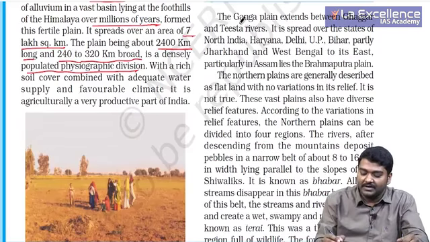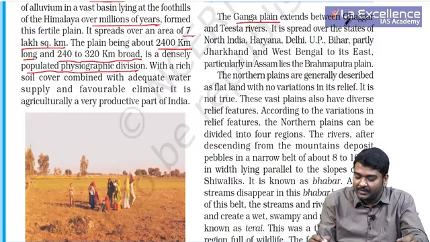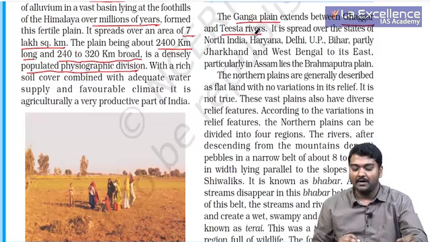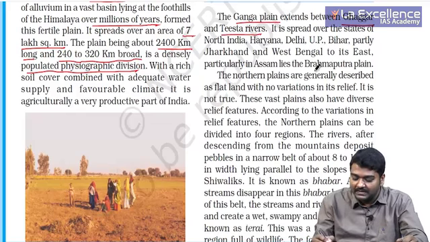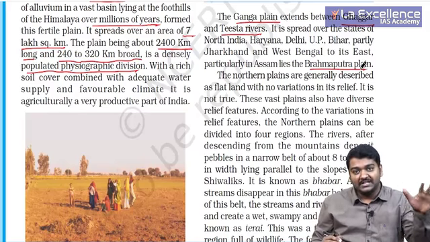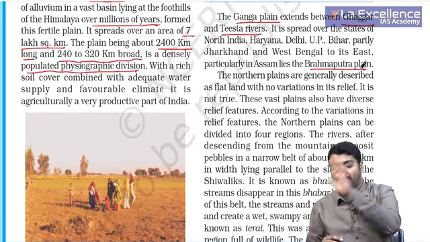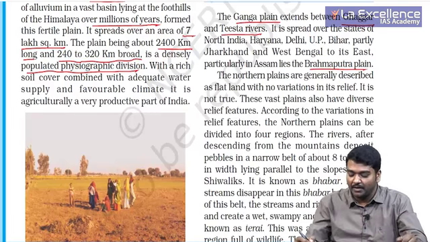The next important is the Ganga plain, which extends between the Ghaggar and Teesta rivers, and the third one is the Brahmaputra plain. Indus plain, Ganga plain and Brahmaputra plain. This is very, very important.